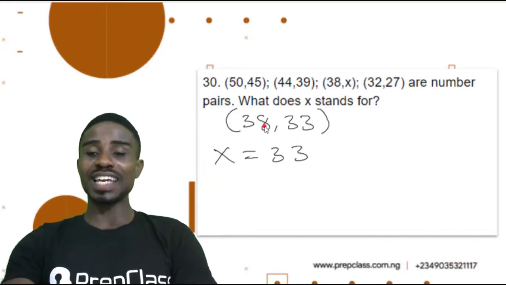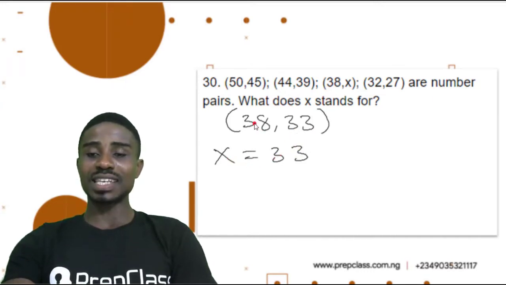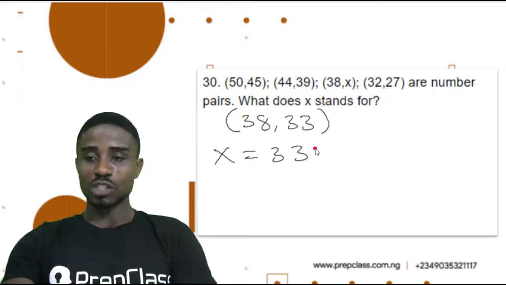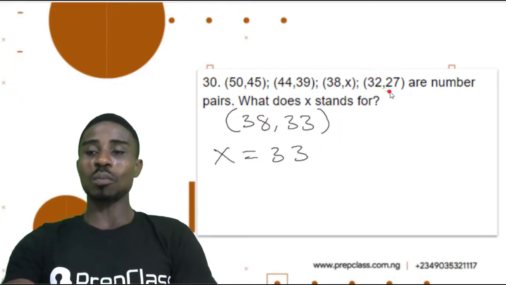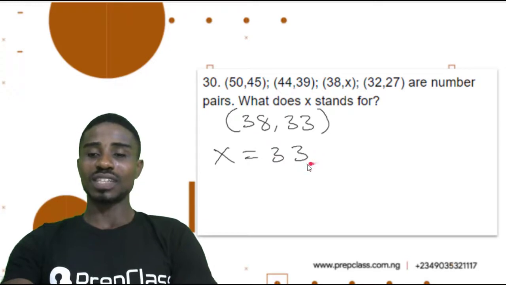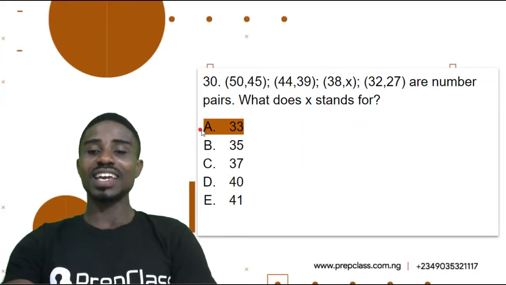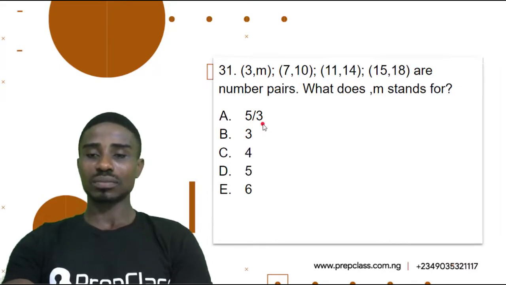It will be 38 and 33. So x will be equal to 33, owing to the fact that 38 minus 33 will give you 5. Just the same way, 32 minus 27 will give you 5. So x will be equal to 33. Let's check it out. Question 30, A is our correct option, equal to 33. Let's look at the next one.